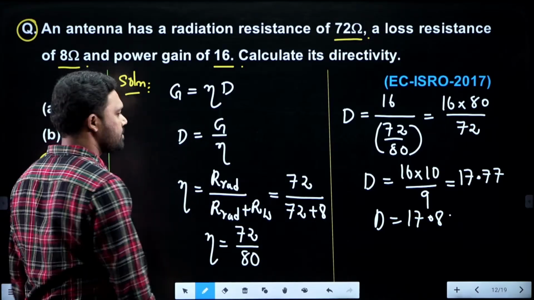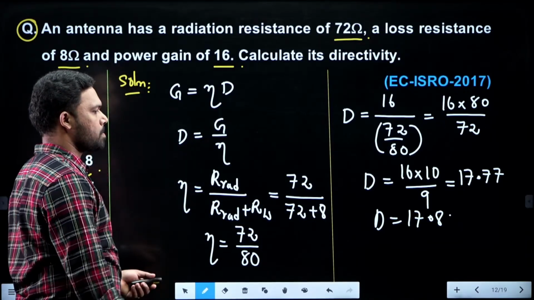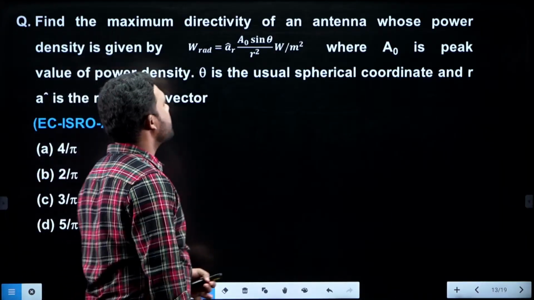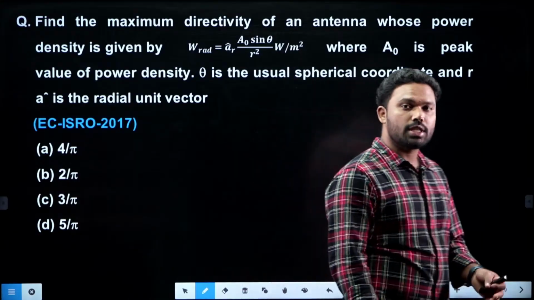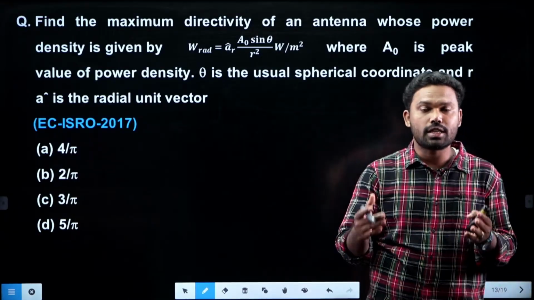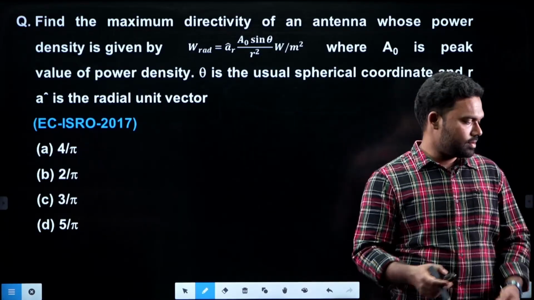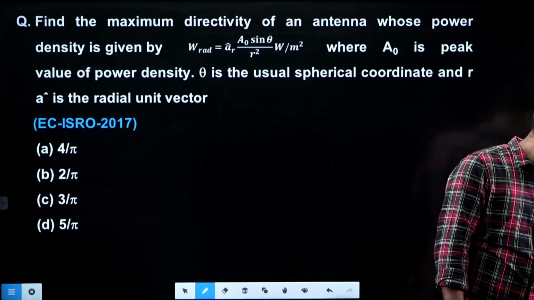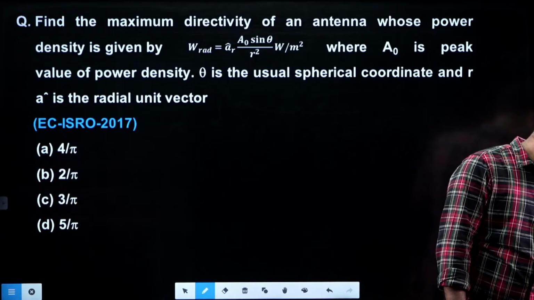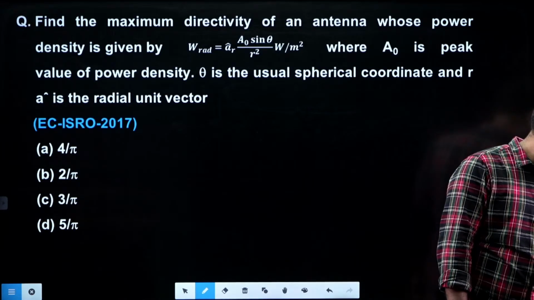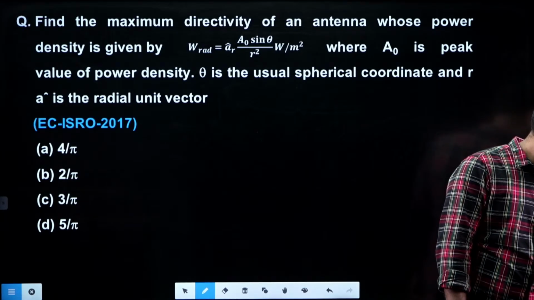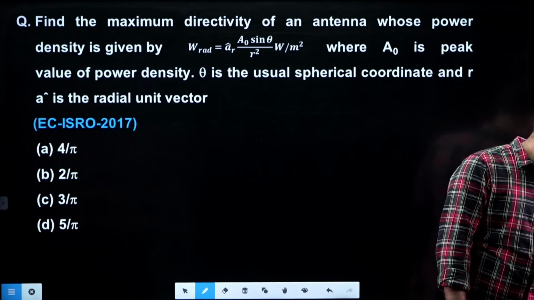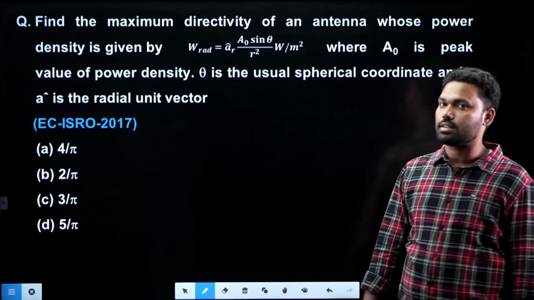Okay, guys. Let us proceed further. Here is a question. Again, this question is on the antenna parameters. You have to understand how important antenna parameters are. Yes, 17.6. Anurag, you are correct. So, keep commenting your answers.